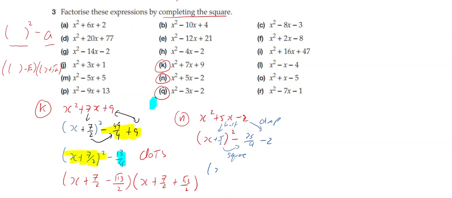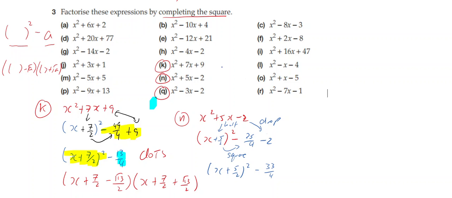Now again, we have to combine these two as a fraction. So it's over 4, so we want to convert the negative 2 to over 4. Negative 2 times 4 is negative 8, so it's negative 8 over 4. So negative 25 over 4 minus 8 over 4 is negative 33 over 4. Can you see I've done that in my head? I'm expecting you to do the same.